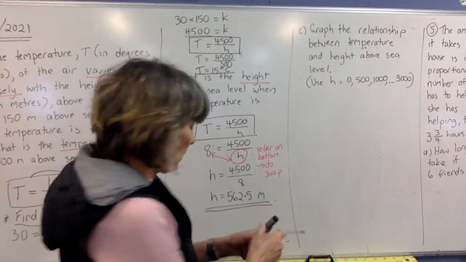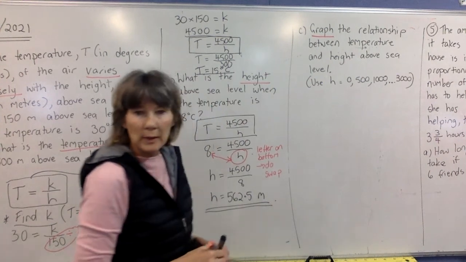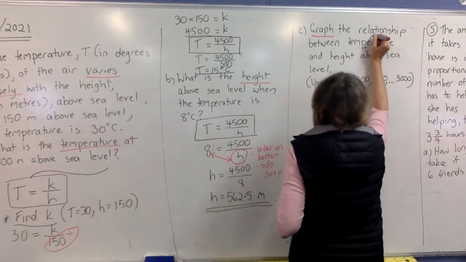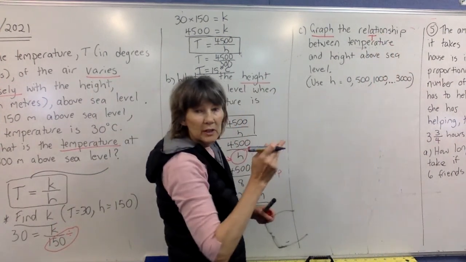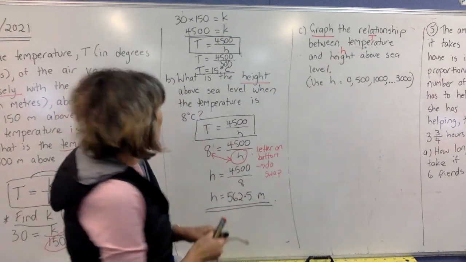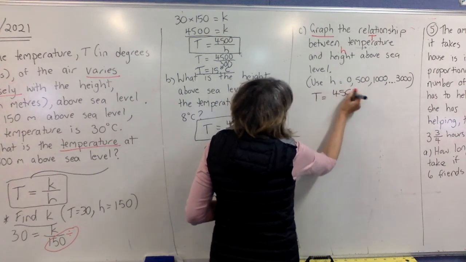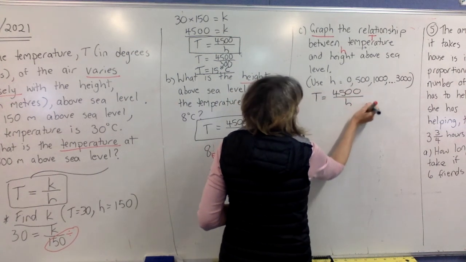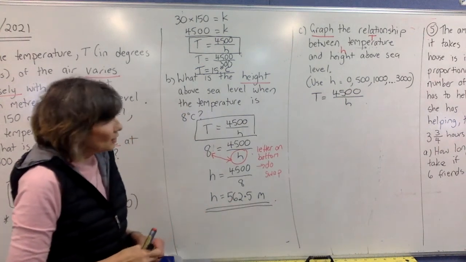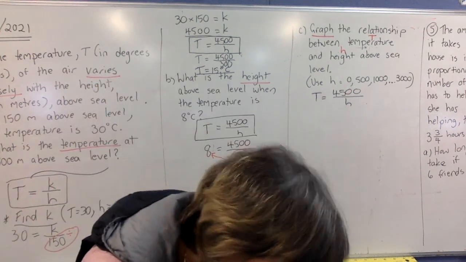Okay, now in part C we're doing a graph. All right, so we're graphing the relationship between the temperature, which was T, remember, and the height above sea level, which was H. Now remember, we just got that formula. Here it is. We'll write it down again. So we want to graph that. Now they've given you a little bit of a hint here, so we're going to start our graph.